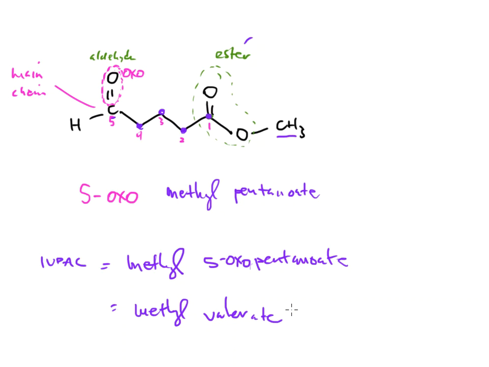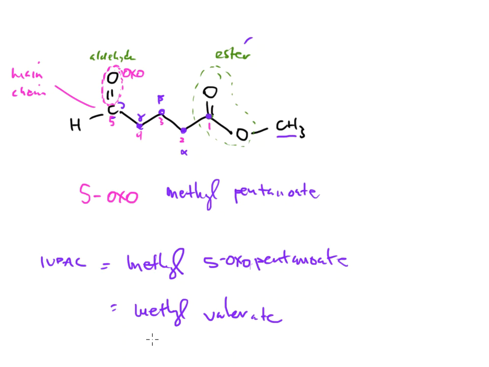Methyl valerate. But we still have that oxo unit. I mean, that doesn't go away. It's like a chloro. We would still have to name it. It's like an ethyl group. We would still have to name it if it was there. There's no difference here. And it's still on the same carbon. We just can't use 5 as the number. So this is alpha. And this is beta. This is gamma. And this is delta.